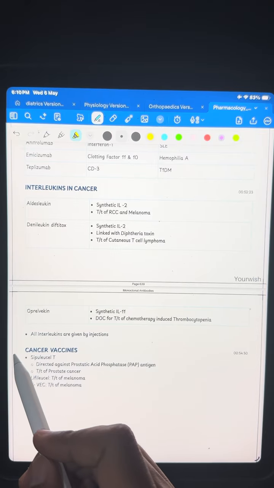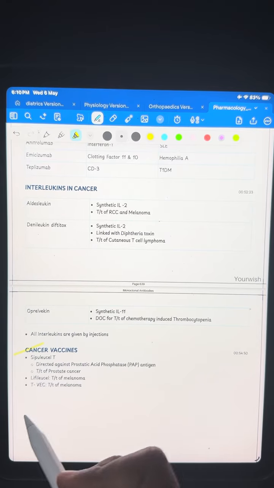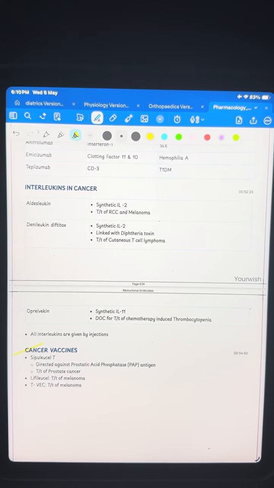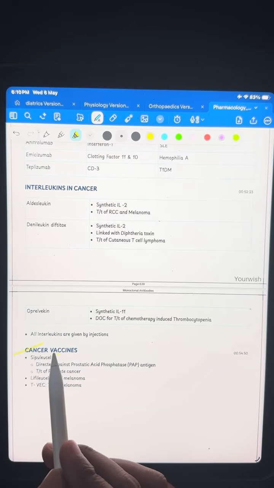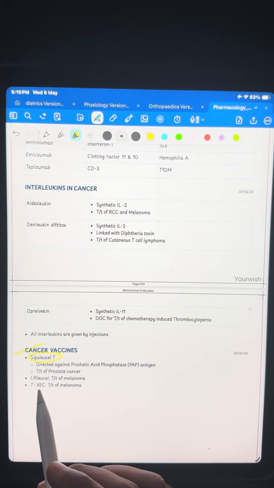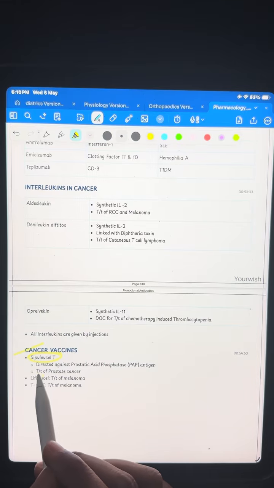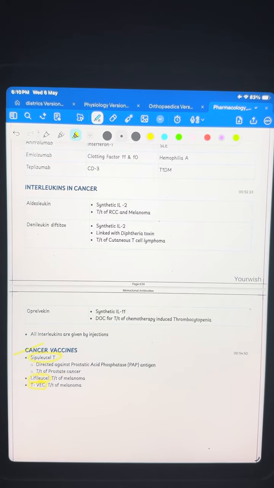Here you can see cancer vaccines. Oh my god, there are vaccines also for cancer, like Sipuleucel-T, Lifileucel and T-VEC. There are three vaccines. Sipuleucel-T is for treatment of prostate cancer. Lifileucel is for melanoma, and T-VEC is also for melanoma. So melanoma and prostate, these two cancers.